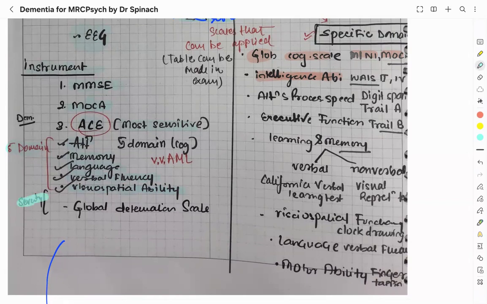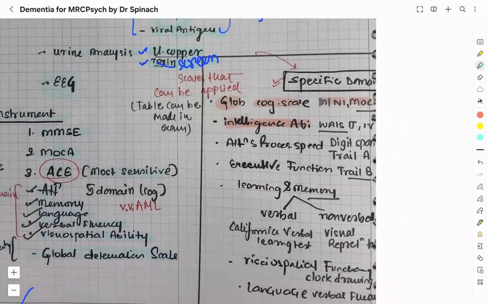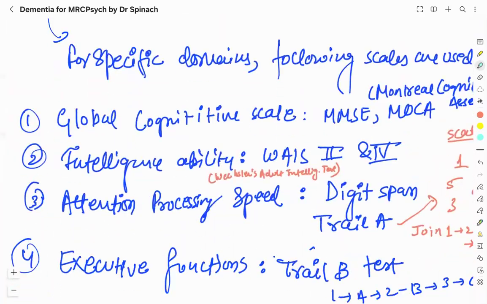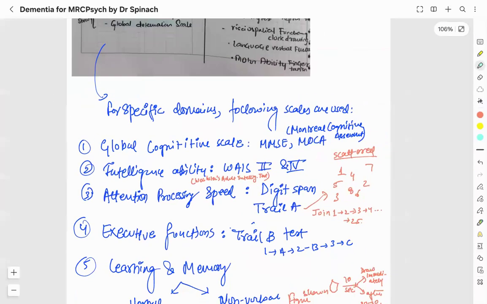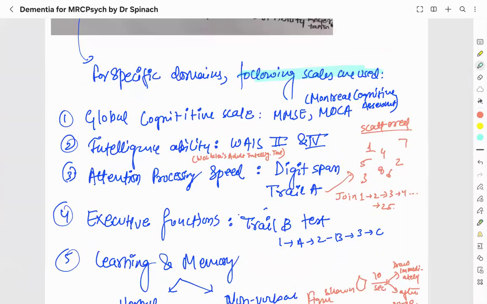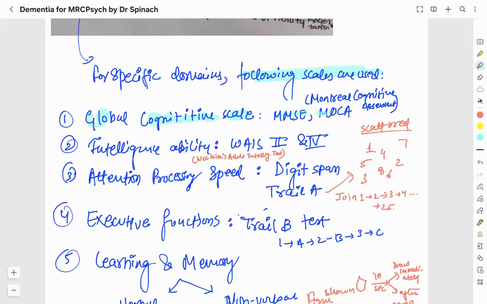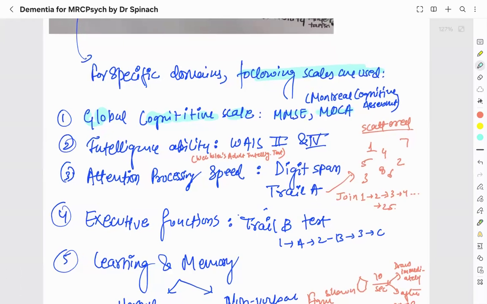Then for severity, we have the Global Deterioration Scale. Now, looking into specific domains, there are the following scales that can be used. We have global cognitive scales. For global cognitive assessment, these are MMSE and Montreal Cognitive Assessment, for global assessment of cognitive functions.